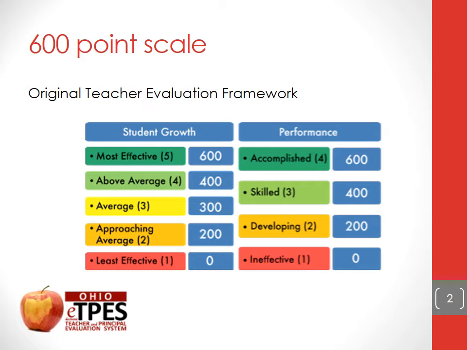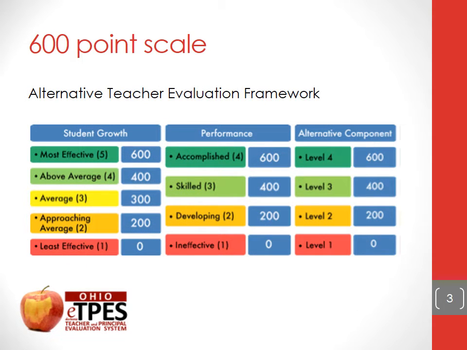The system will convert each of the ratings to a point value based upon a 600-point scale. This graphic shows how the scores on student growth measures and performance standards are converted on the original teacher evaluation framework. These score conversions would also apply to the Ohio Principal Evaluation System.